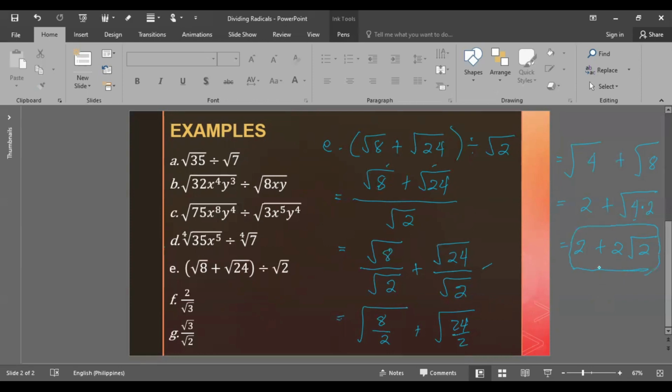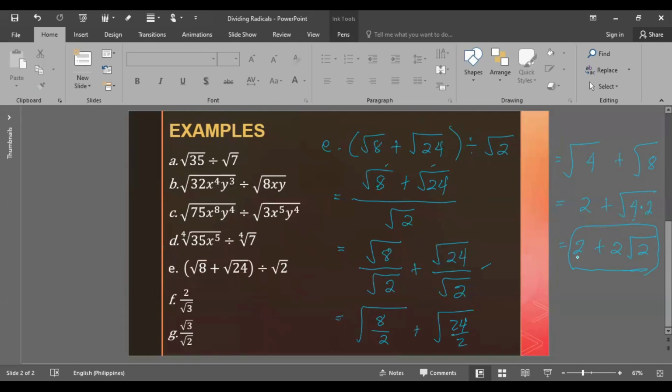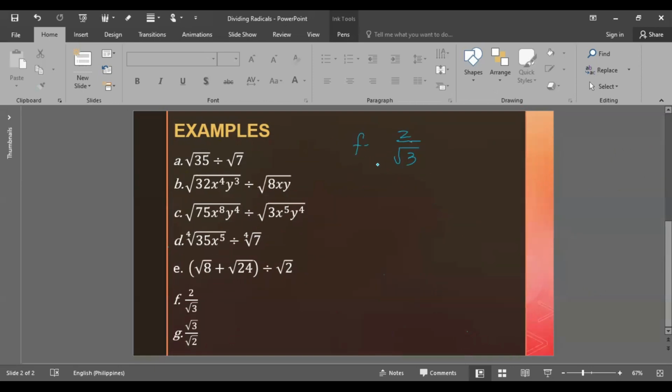Yes. Kasi hindi naman natin siya pwedeng i-combine. Kasi ito, whole number, ito may radical sign pa. And these two terms cannot be combined anymore. So this is now the answer. Now look at letter F.